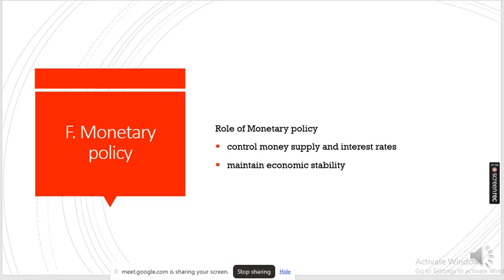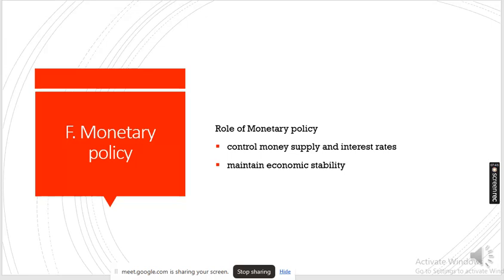Monetary policy. We looked at fiscal policy, which is about taxes and government spending. Now let's look at monetary policy. Monetary policy is mostly about how we influence the interest rates and the exchange rates. Monetary policy has two main roles. The first is to control money supply and interest rates, to ensure that money is not freely available. Money is available at the reserve bank, but it becomes very scarce because of monetary policy.